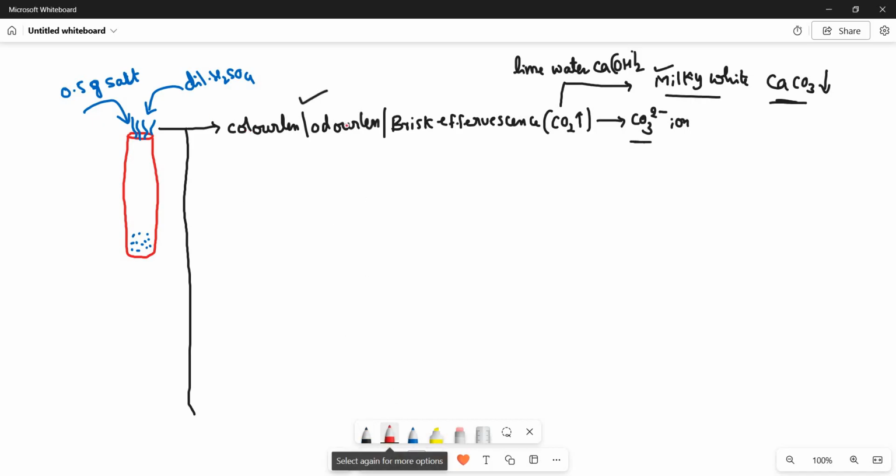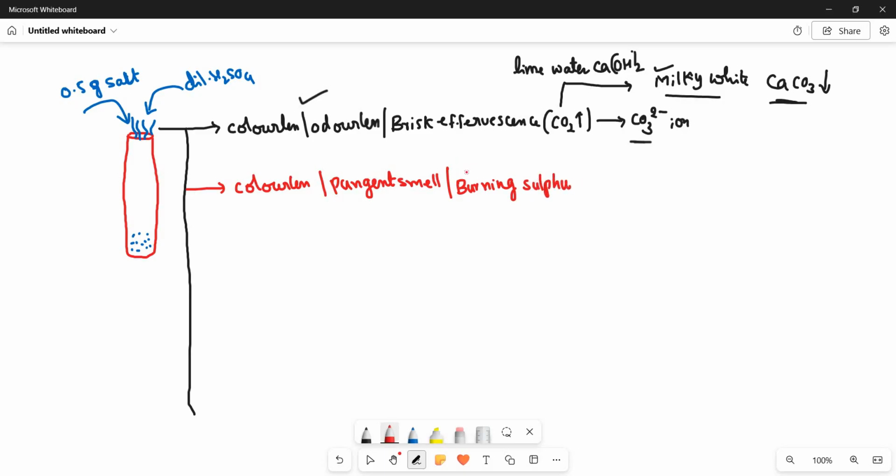Now, instead of this colorless, odorless gas, consider another colorless gas but with a pungent smell. Pungent smell means a slightly irritating smell, the smell of burning sulfur. That gas is nothing but sulfur dioxide gas, and the ion could be the sulfite ion SO3 2-.